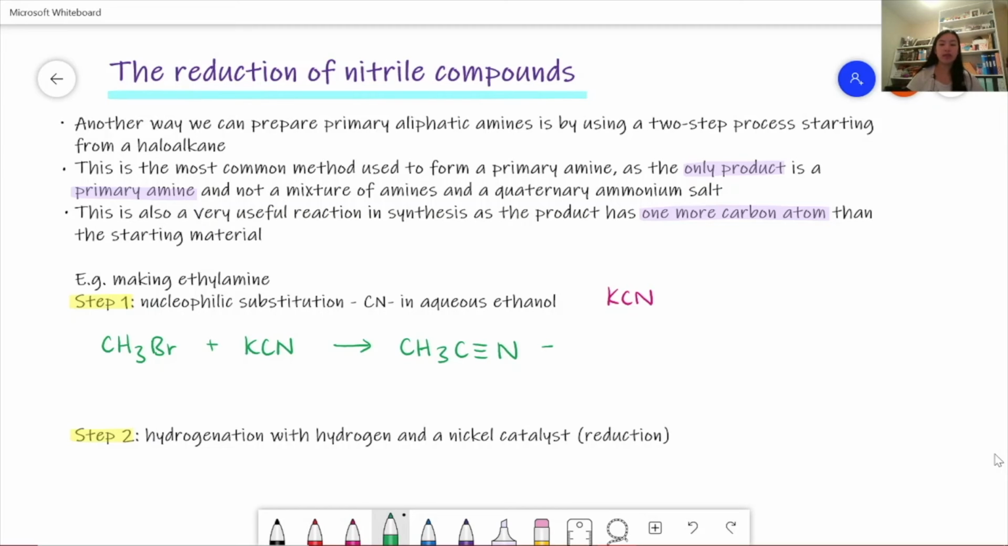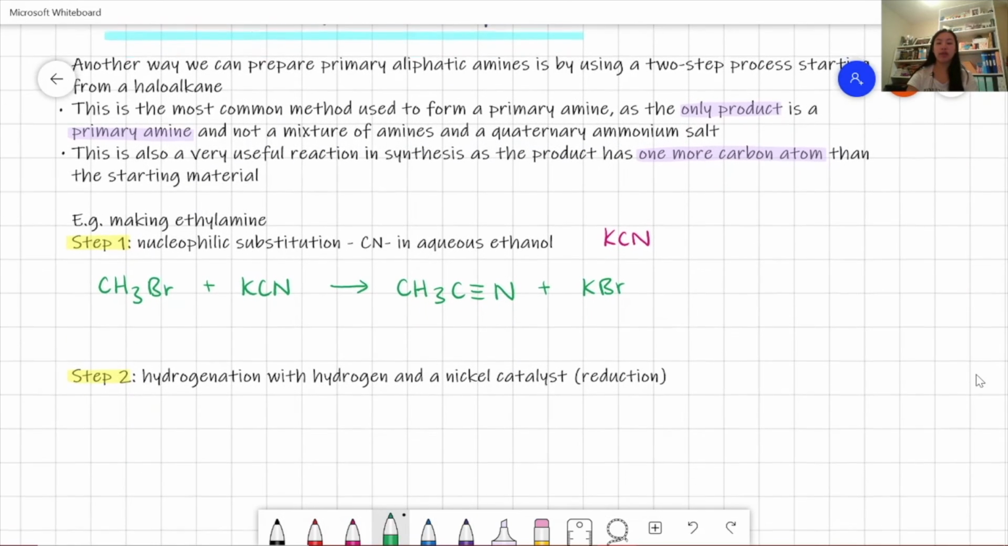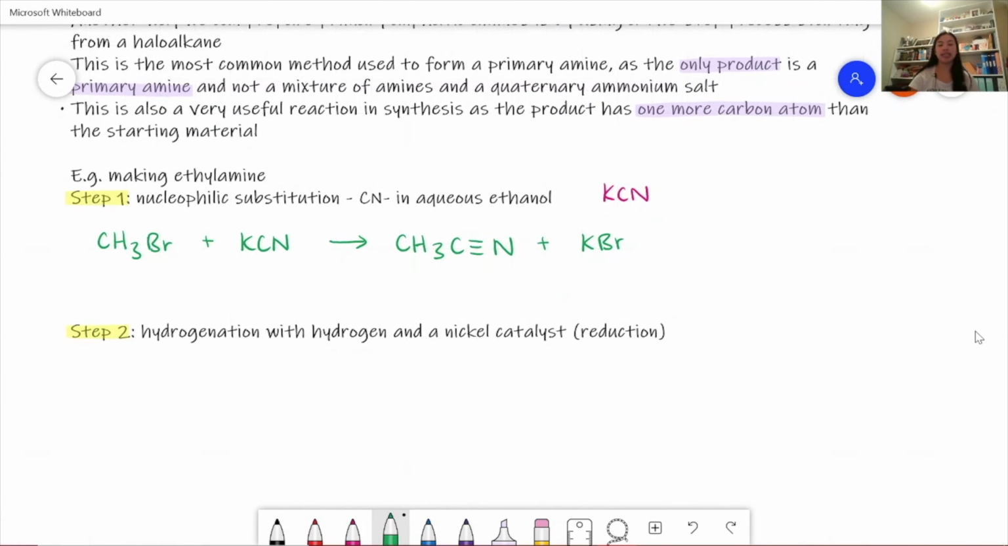And then we get the Br minus, which has come from the bromomethane, and it reacts with the K plus ion from the potassium cyanide. And so we get potassium bromide forming. And then for step 2, we get hydrogenation with hydrogen and a nickel catalyst. And this is basically a reduction reaction.